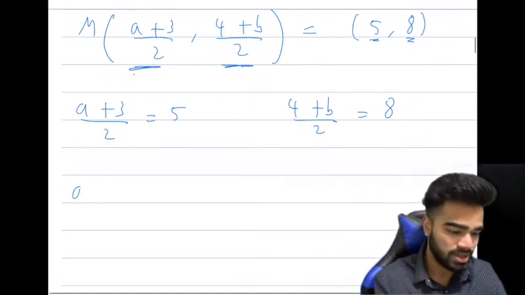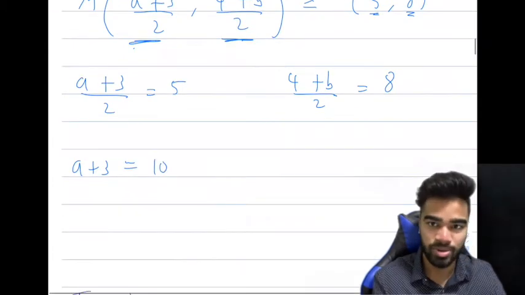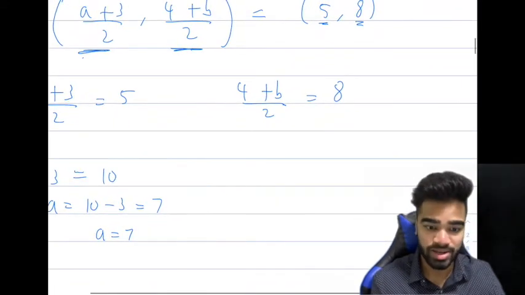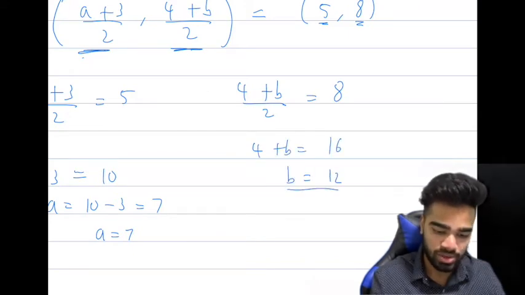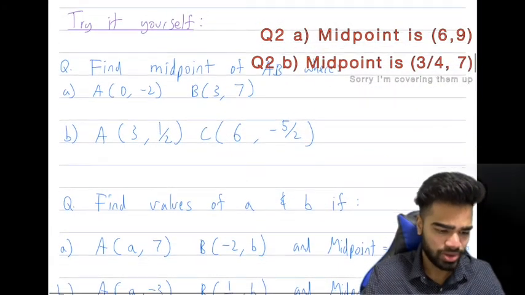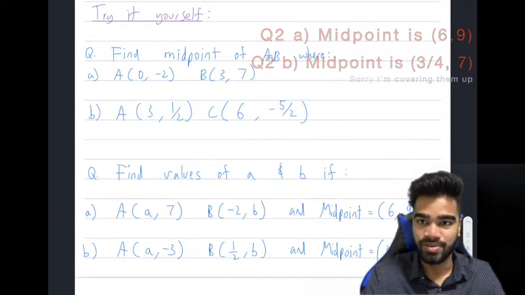Okay, let's do it. So you have a plus 3 is equal to 10 because multiply by 2. A is equal to 10 minus 3, which is 7. So A is equal to 7. That's one job done. So next, same thing, 4 plus b is equal to 16, b is equal to 12. So a is 7, b is 12. Okay, simple as that. So now it's time for you to have a go. So similar questions, guys. Pause the video and do them.